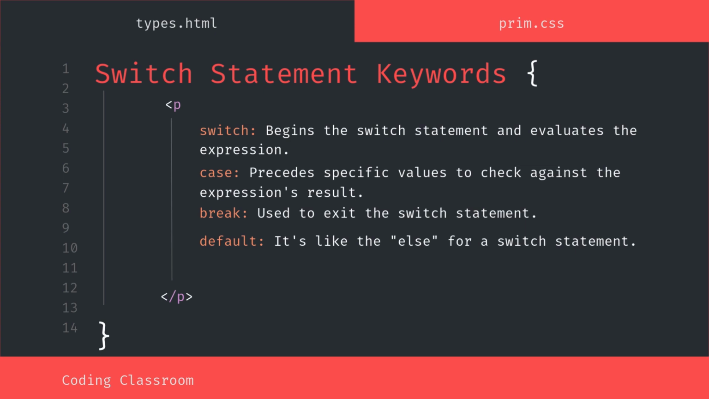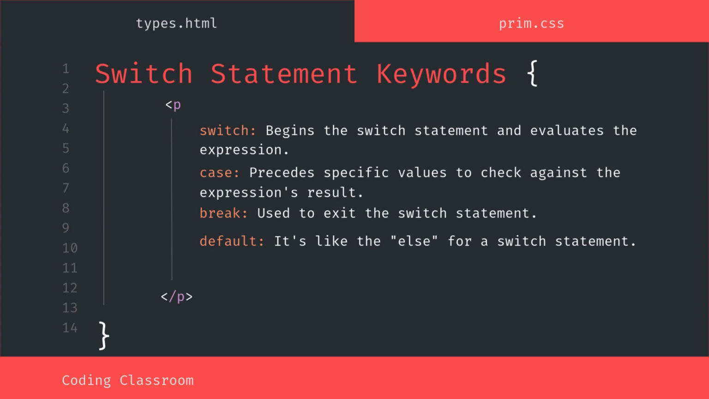Now that we've explored how switch statements work, let's dive into the essential keywords that make them function effectively. These keywords are the building blocks of a switch statement, ensuring it runs as intended. Switch. First, we have the switch keyword. This is where the switch statement begins. It evaluates the expression or variable that you're checking against multiple cases.